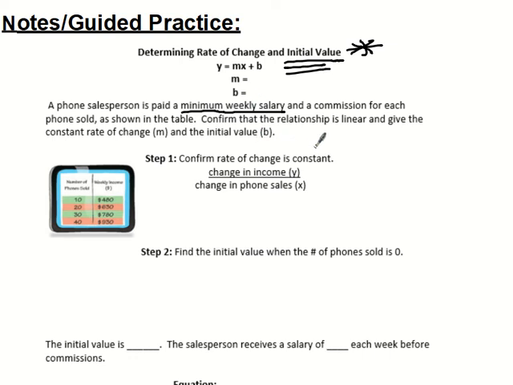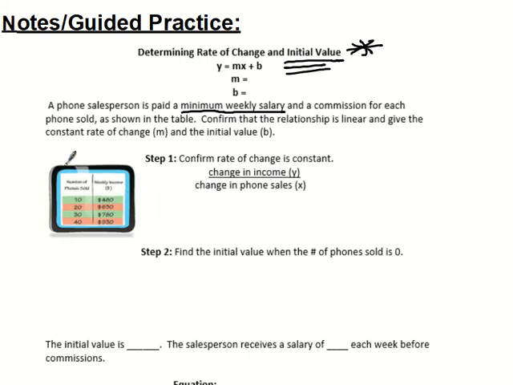So what we want to do is write an equation that represents this situation. We want to figure out, well, what's that initial value? What's their minimum weekly salary? And then we want to figure out how much money they make per cell phone. This is where I find my rate of change, because the rate of change is going to tell me how much they make per cell phone.